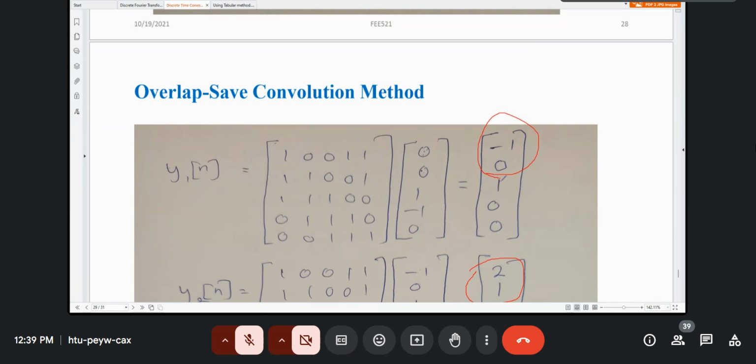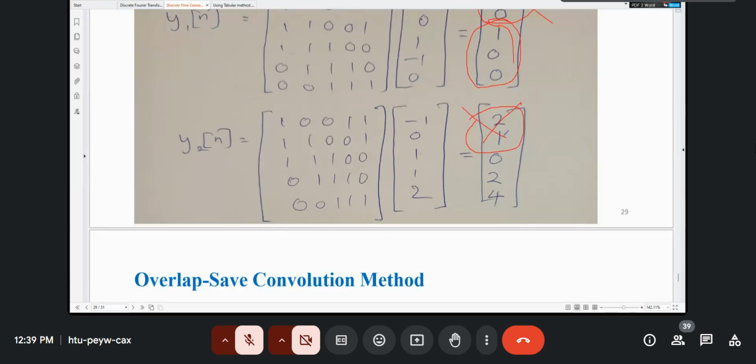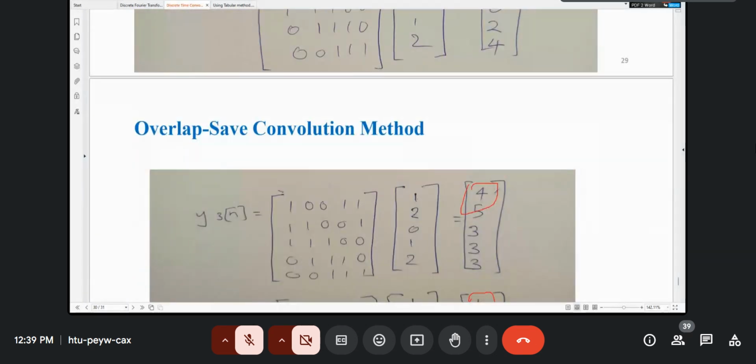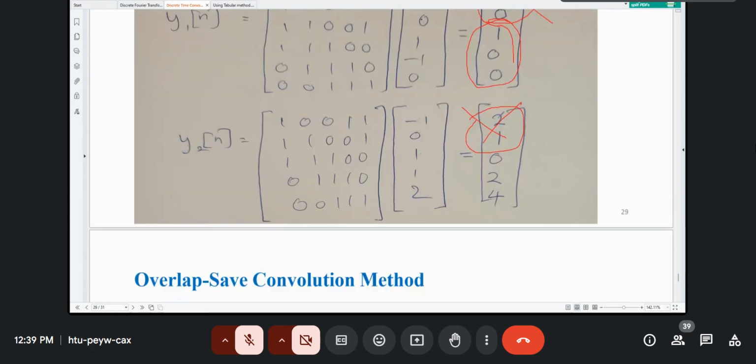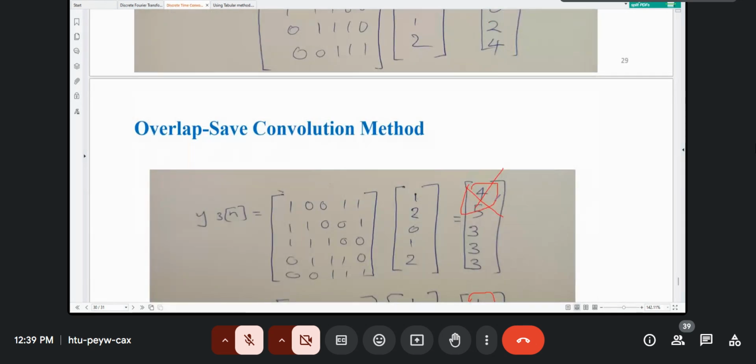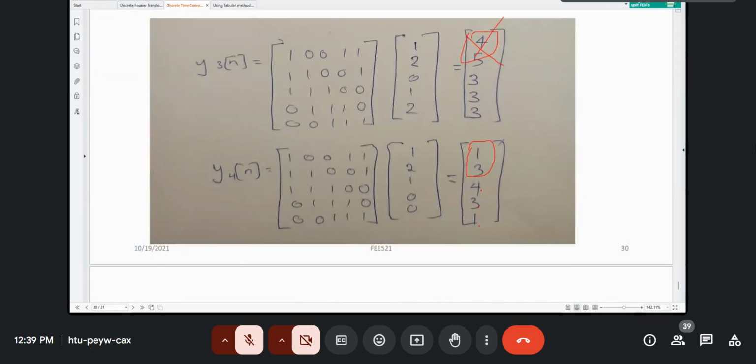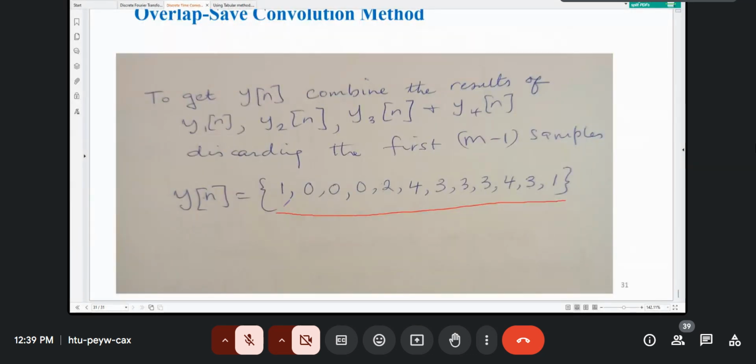So the sequence you get will start with 100, because you have discarded this. Let me put X to show you the discarding. Then discard this, so you get 024, so it will be 100, 024. Discard these M minus 1 samples, so you get 333. Now it becomes 100, 024, 333. Then discard this, you get 431. And I think that's what we have gotten here.